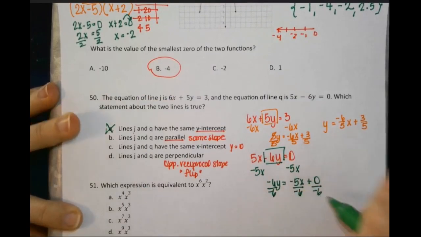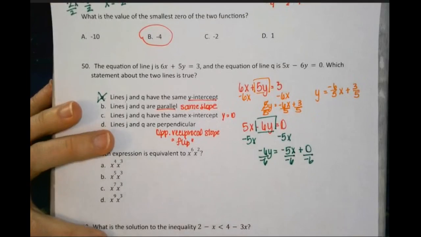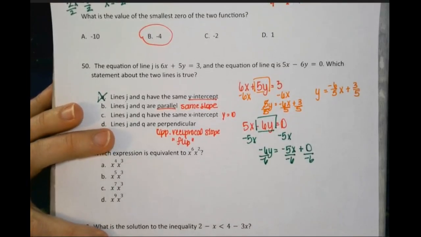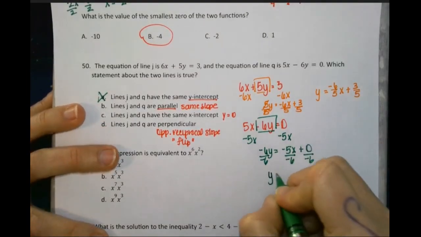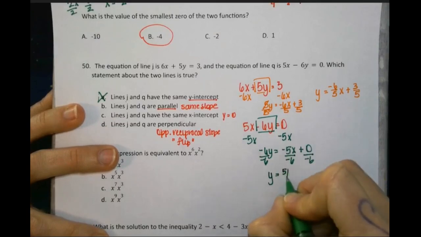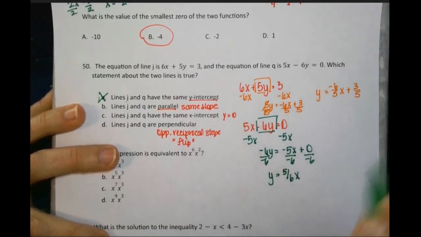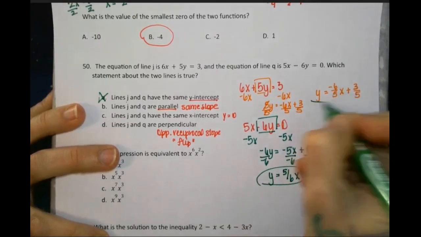I'm going to divide by negative 6. 0 divided by anything is 0. If it was divided by 0, we have a problem. That means that there's not a solution. It blows up. We can't discuss it. So this is going to be y equals, negative negative gives a positive, 5 over 6x plus 0. So this would be our next equation.